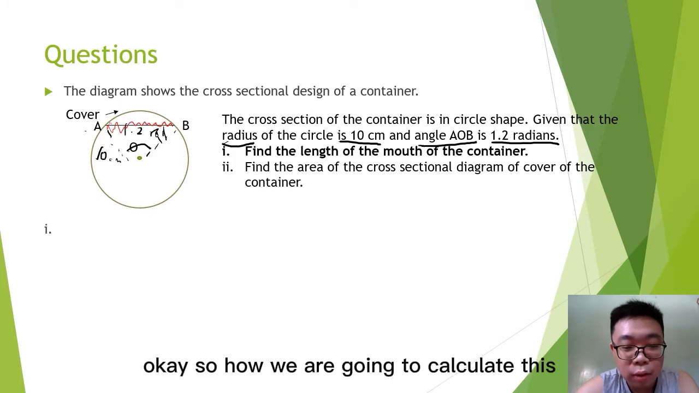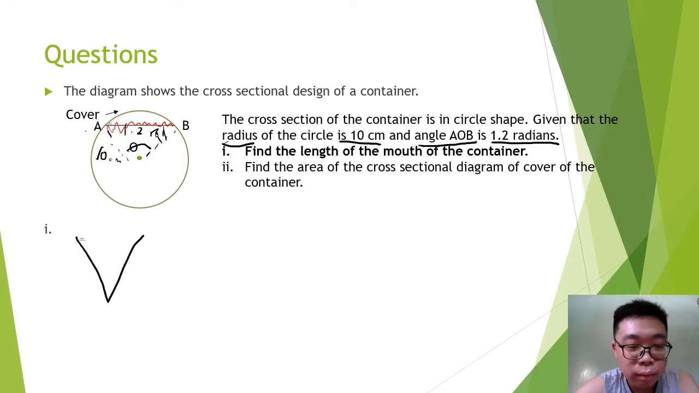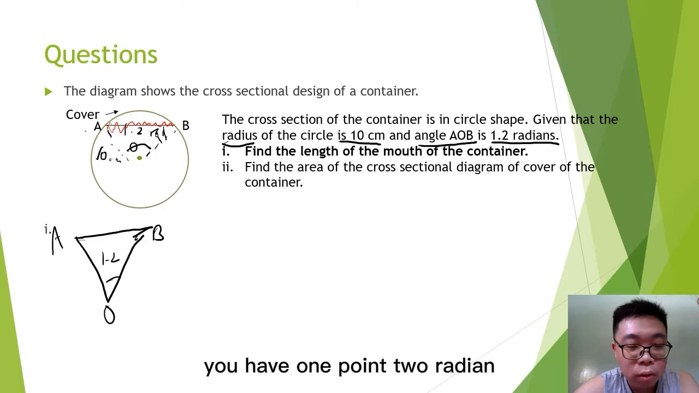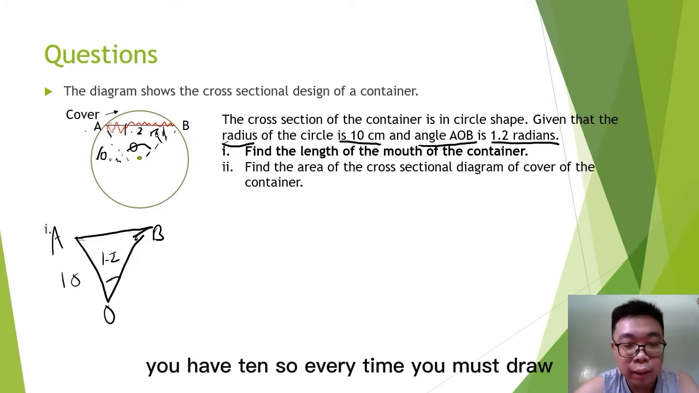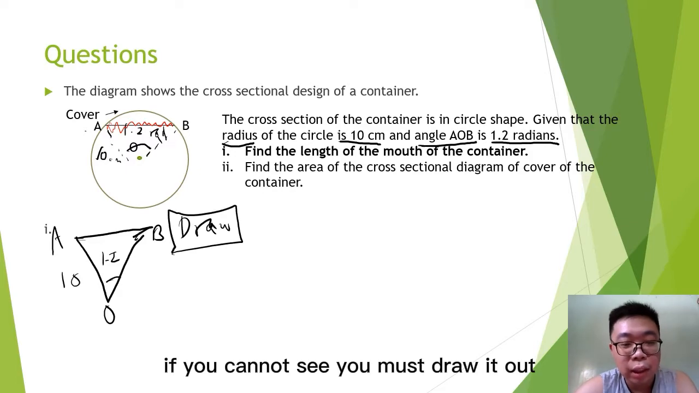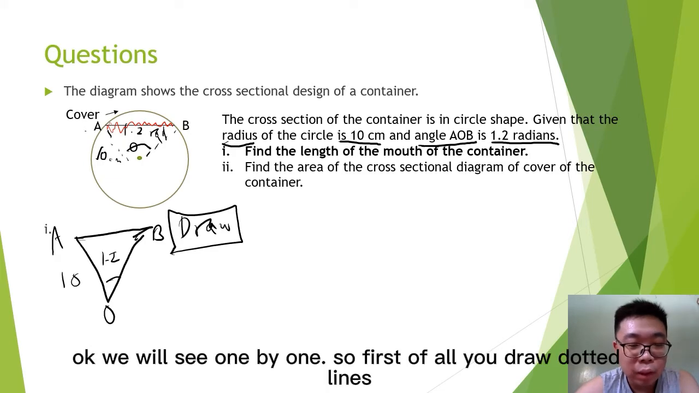Okay, so how are we going to calculate this? First of all, we will move out this triangle. So this is your triangle. Your triangle is like this. So this is A, this is O, this is B. You have 1.2 radian, you have 10. So every time you must draw. If you cannot see, you must draw it out. So from here, we are going to calculate this one. So how are you going to calculate AB? Okay, we will see one by one.